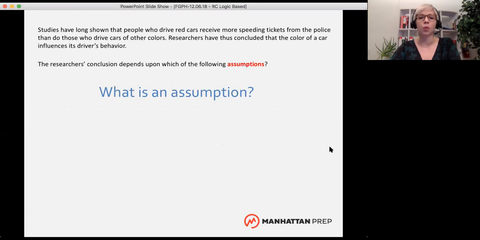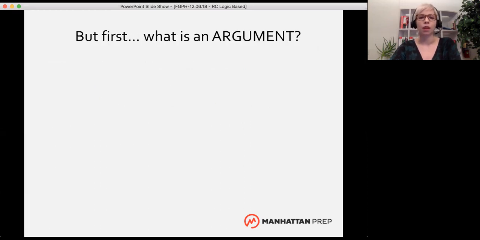But you know what? Before we even get into what's an assumption, I think there's a really important thing that we need to discuss, which is, what is an argument? When we talk about the researcher's argument or the conclusion, how do we define it? There are basically two necessary pieces of an argument. What are they? Two necessary pieces of any argument. Yeah, we need to have a claim and we need to have premises for that claim. Reasoning or premises.